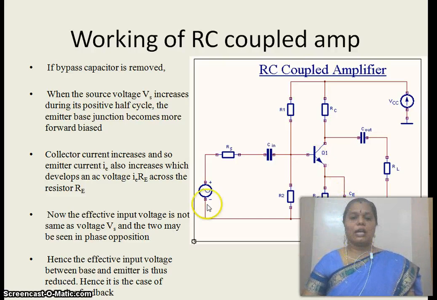When this is removed and Vs increases, the emitter base junction becomes more forward biased, the collector current increases, and the emitter current also increases, which develops a voltage called IE times RE. Now this effective input voltage is not the same as Vs, and it may not be in phase with Vs. So this is an exact example of negative feedback.